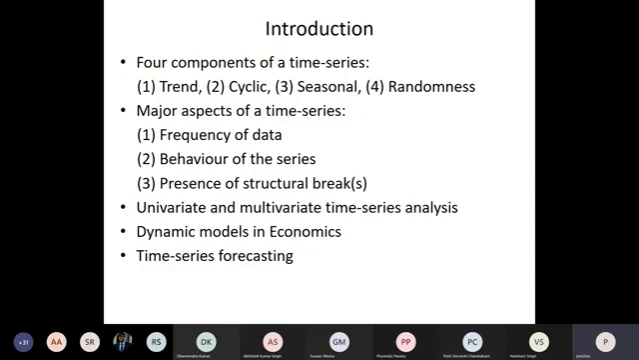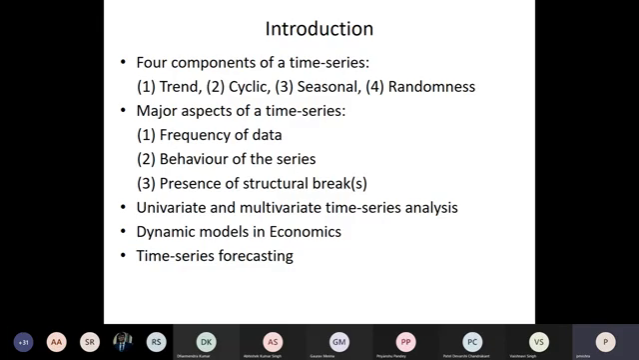So there are various areas where the use of time series data is evident, and forecasting is also quite an integral part of time series analysis in many contexts.